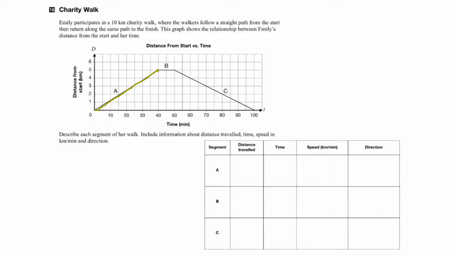The distance she traveled is given by the vertical axis. So if we just move this over to the vertical axis, we can see that she traveled 5 kilometers. And there we go, we can place that in the chart. And time is given by the horizontal axis. So if we just move this down to the horizontal axis, we can see that it took her 40 minutes to travel that 5 kilometers. And we can place that in the chart.